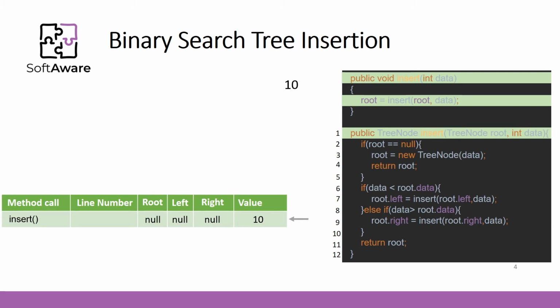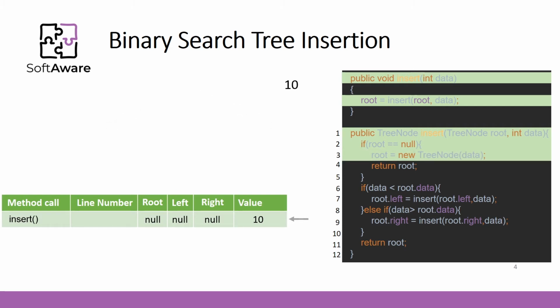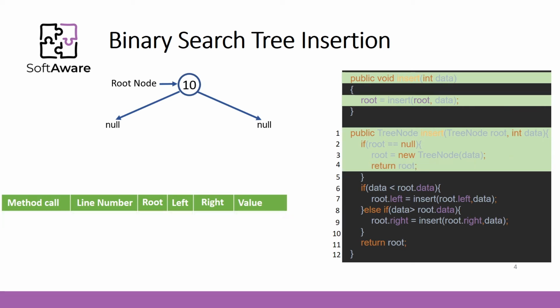So, 10 is our first data element to be inserted in our binary search tree. We check if our binary search tree is empty. It is empty. So, we set our first data into root node and return our root node. As we do not have any method call, we finish with our current insert.